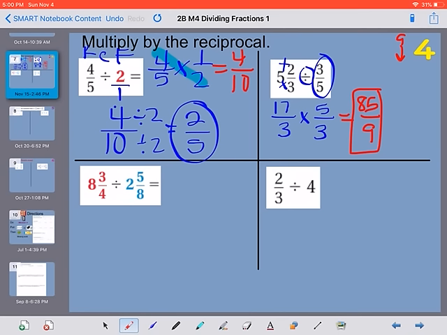Well, 9 times 9 I know is going to give me 81. So it can go in 9 whole times, so that's 81 pieces. So there are 4 left over. So 9 and 4/9.